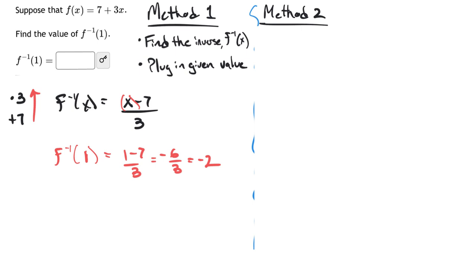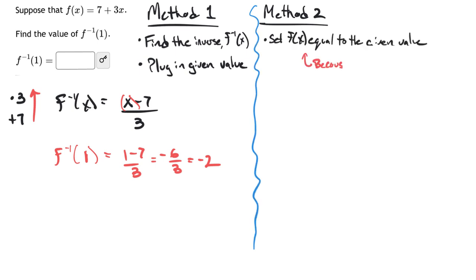Now, there is another method that I think it's important for us to highlight because it uses a little bit of a different level of thinking, and that is method 2, you could just set your original function equal to that input. And that is because if you have f and its inverse, the x and y values flip. So we know that for the inverse, x is equal to 1. So I'm going to write that here just to highlight that.